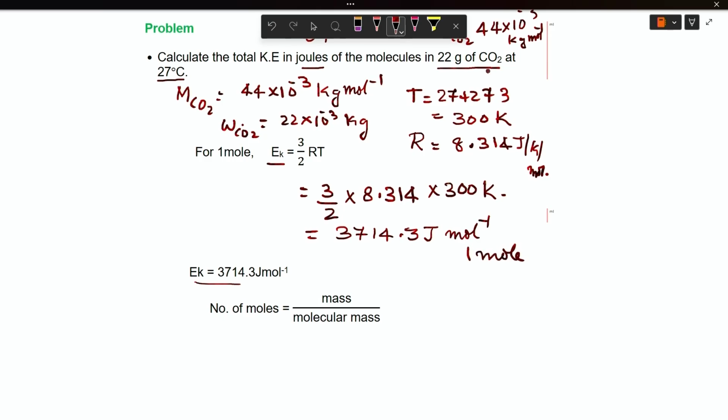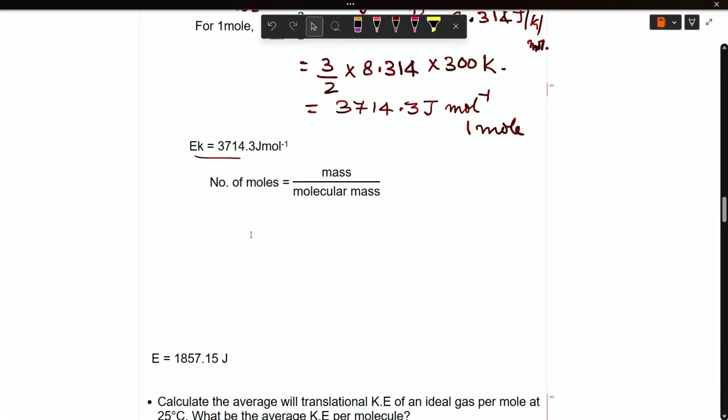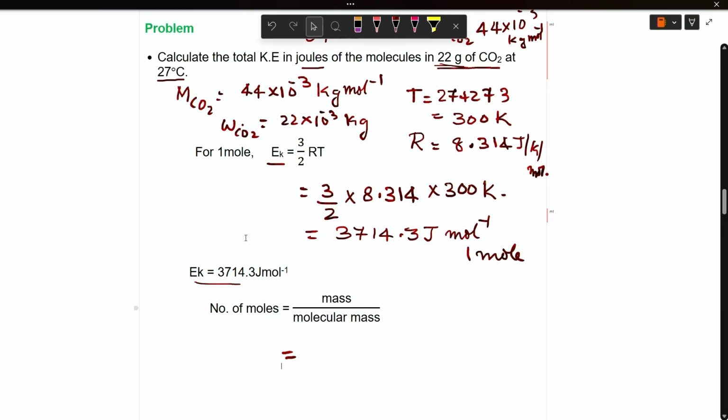Okay, you got that, and this is for 1 mole. We are asked to find out the number of molecules in 22 gram. In 1 mole we have 6.02 into 10 to the power 23 molecules. Okay, that is 1 mole. So, the number of moles we will have to find out. For that, we have the mass of carbon dioxide, which is 22 into 10 to the power minus 3 kilogram. Okay. So, mass divided by molecular mass will give you the number of moles, that is 22 into 10 to the power minus 3.